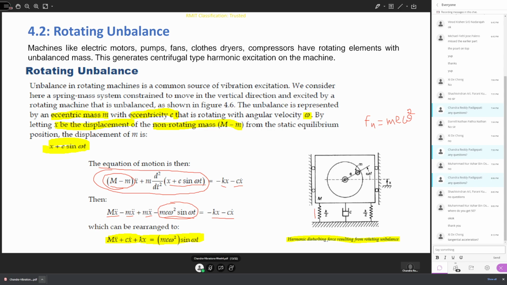So rearranging the terms, you can write the equation of motion for this as M x double dot plus c x dot plus k x is equal to m e omega square. So m e omega square is the force. This force is not constant, but it varies with respect to the angular displacement theta. Theta is omega t. So therefore, this portion you can simply write as F naught sine omega t.